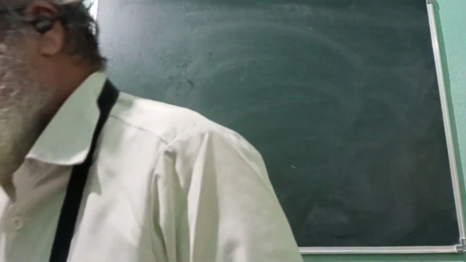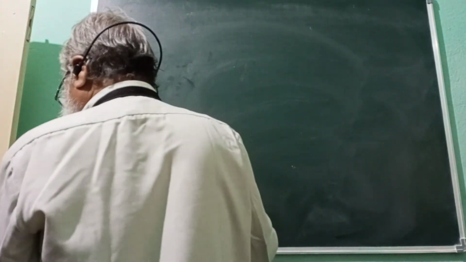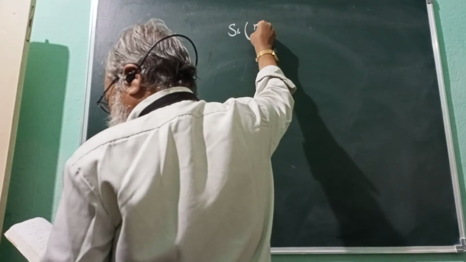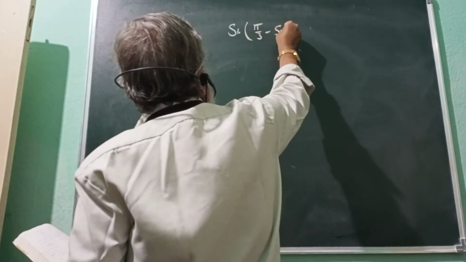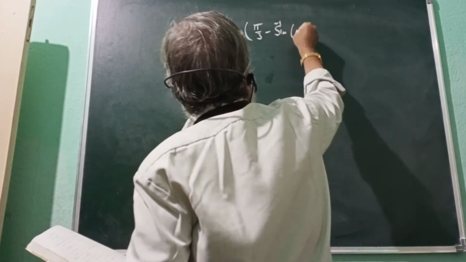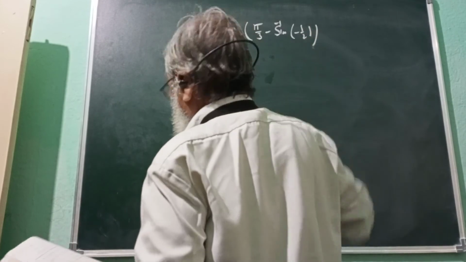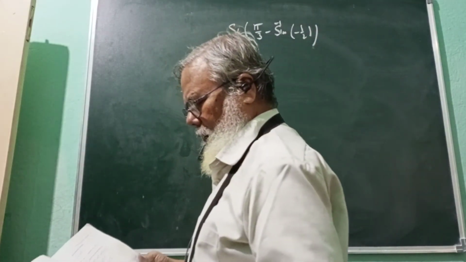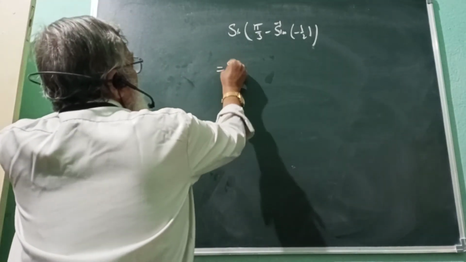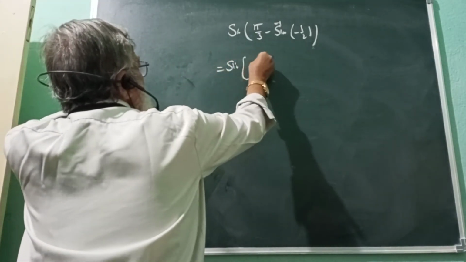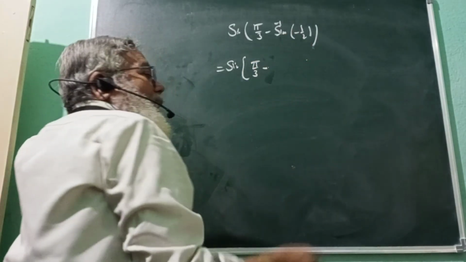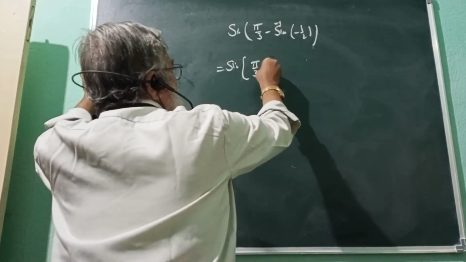Find the value of sine of pi by 3 minus sine inverse of minus 1 by 2. We have to find out the value of this quantity here. Look at this. We can write this as sine of pi by 3 minus sine inverse of minus x, that is minus sine inverse x. Minus and this minus will be plus.